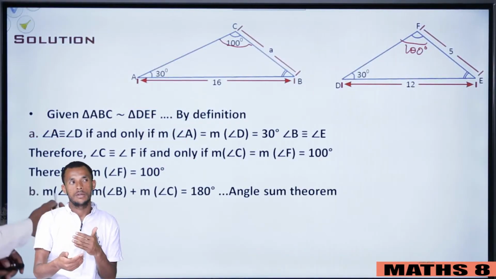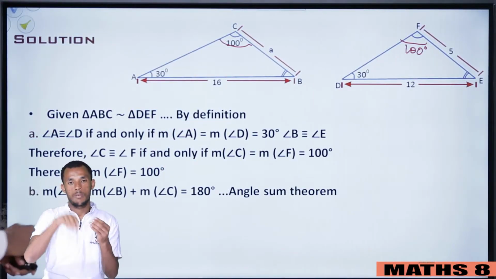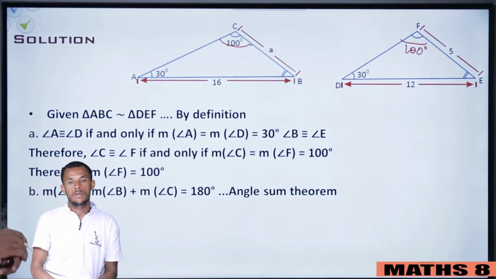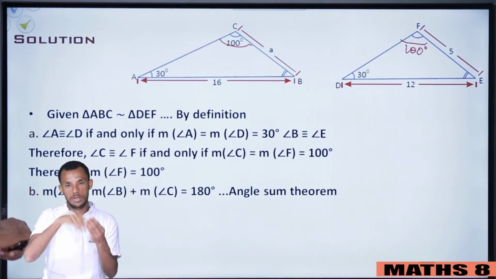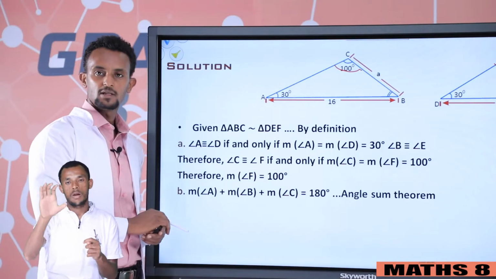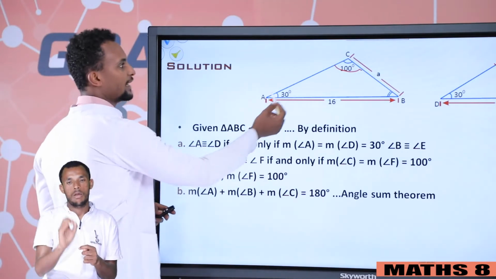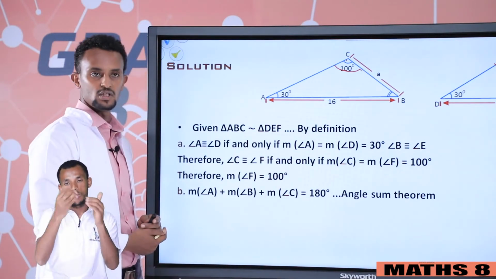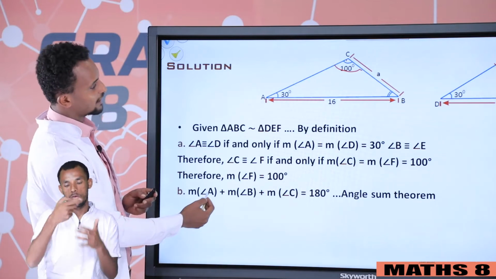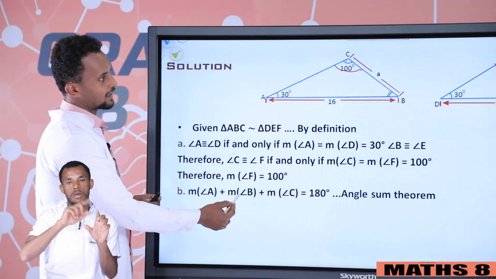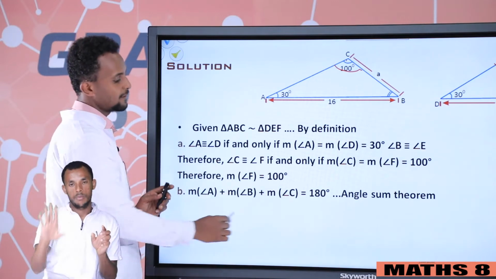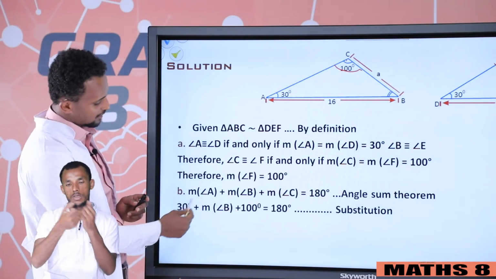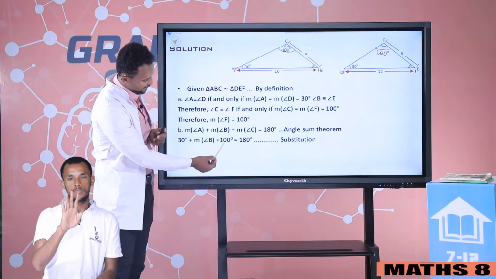The next one, measure of angle A plus measure of angle B plus measure of angle C. As you know, the sum of interior angles of a triangle is 180 degrees. Therefore, angle A plus angle C plus angle B is 180 degrees. The value of angle A is 30 degrees. We don't know the measure of angle B, and the measure of angle C is 100 degrees. So let's substitute: angle A is 30 degrees, angle C is 100 degrees.